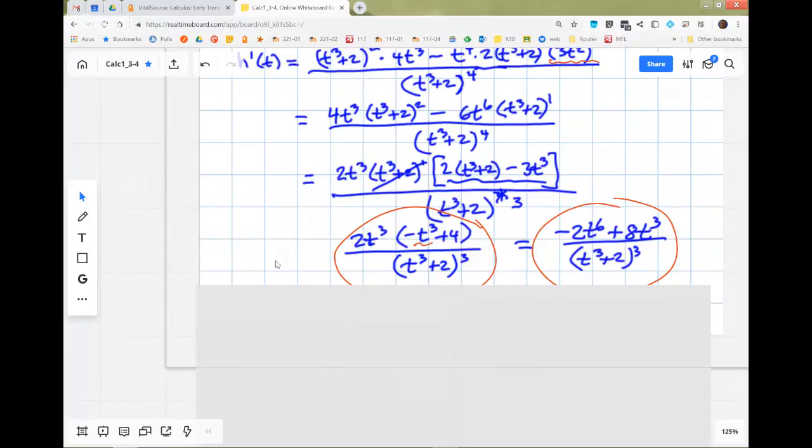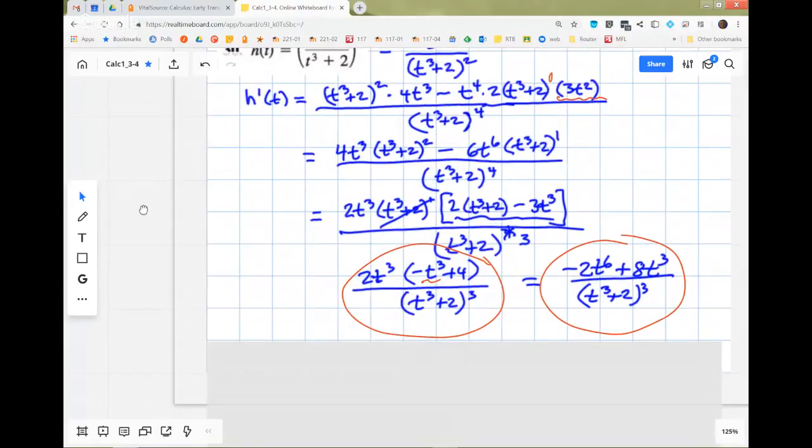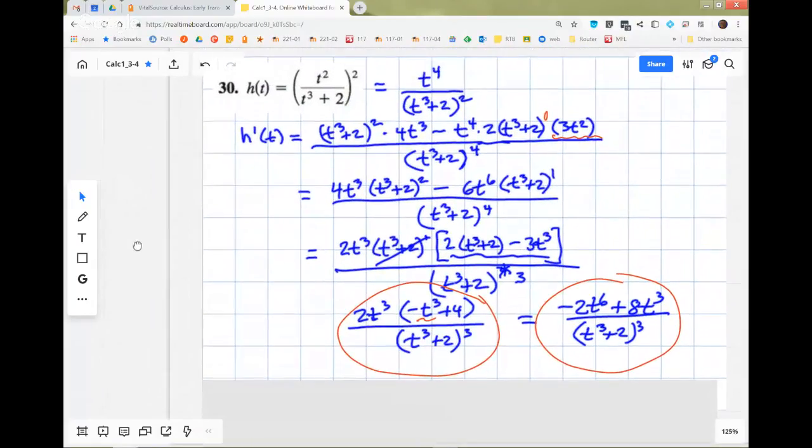By the way, the circles indicate either one of those last two expressions probably would be fine. I would give full credit to both answers. And honestly, I don't know which one's in the back. Probably one of these is in the back, but both of these are correct. So does anybody have a question on that one? Or a comment?